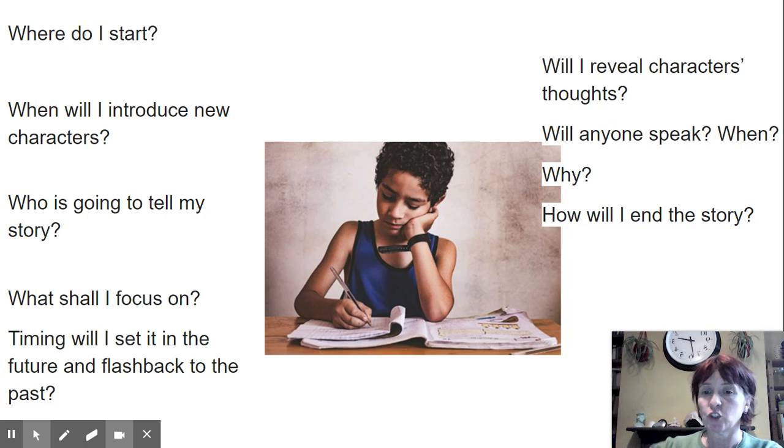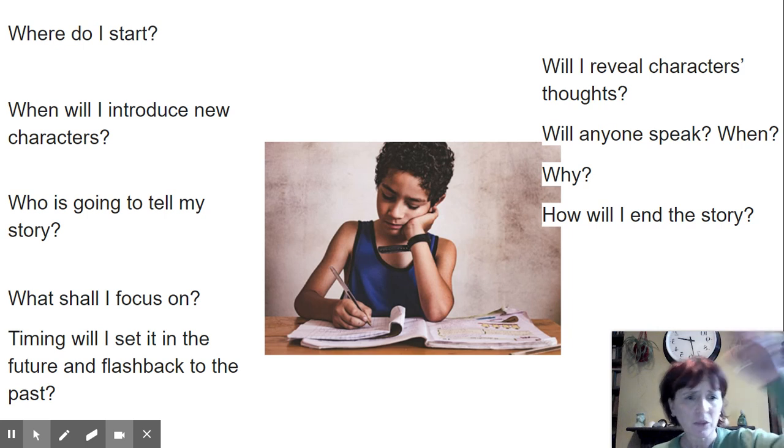Timing: will they set it in the future and do a flashback to the past, or just have a straight narrative all the way through? Are the characters going to think or speak out loud? Will I reveal their thoughts? Is anybody else going to speak? Why? When are they going to say that? And how am I going to end the story?